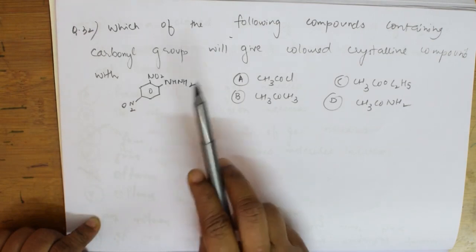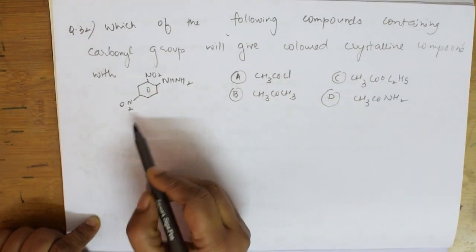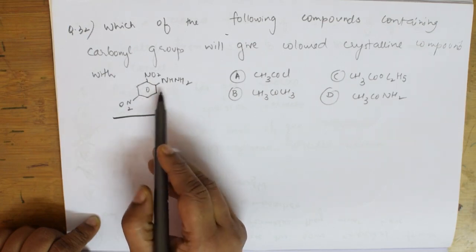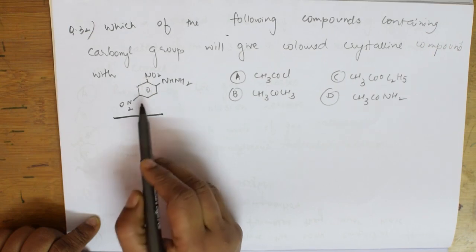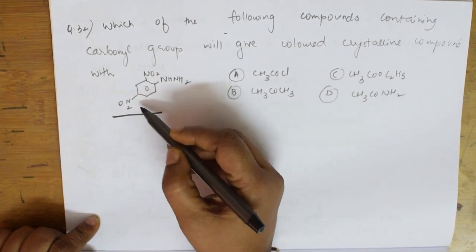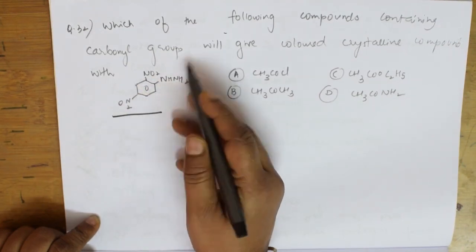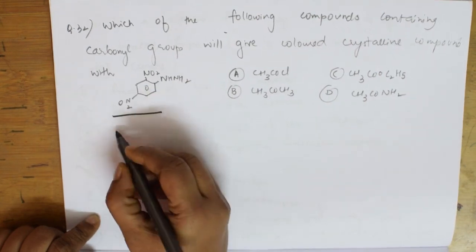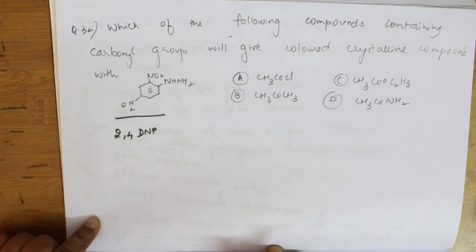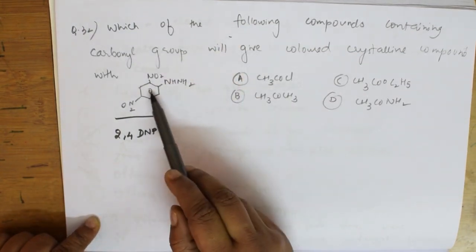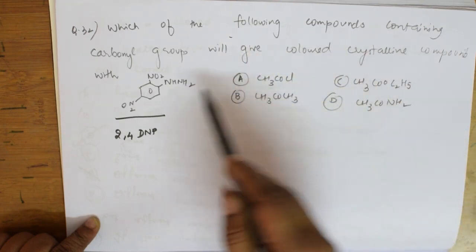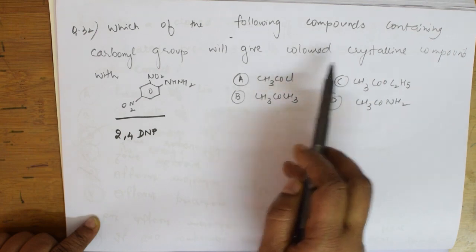So remember, which of the following compounds containing carbonyl group? Here they've given one compound. What is this compound? This is basically 2,4-DNP, isn't it? This is hydrazine at the first position, and the second and the fourth positions have a nitro group. So basically this is 2,4-dinitrophenylhydrazine. Now among all these carbonyl compounds, which compound will react with this 2,4-DNP and give a colored crystalline compound?